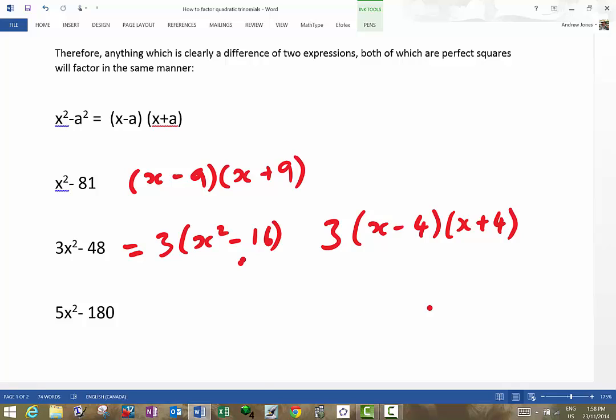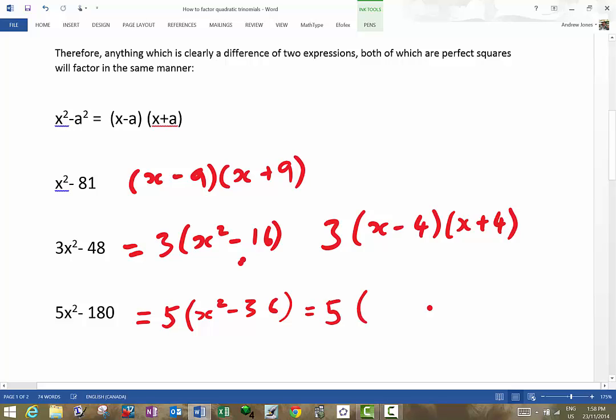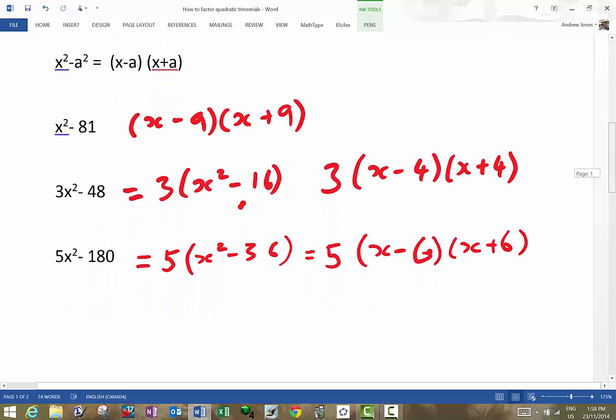5x squared minus 180, well, we can take out the 5 as a common factor, and that will leave x squared minus 36, and of course 36 is just 6 squared, so this will become 5 times x minus 6 times x plus 6. They do sometimes get a little bit more complicated.